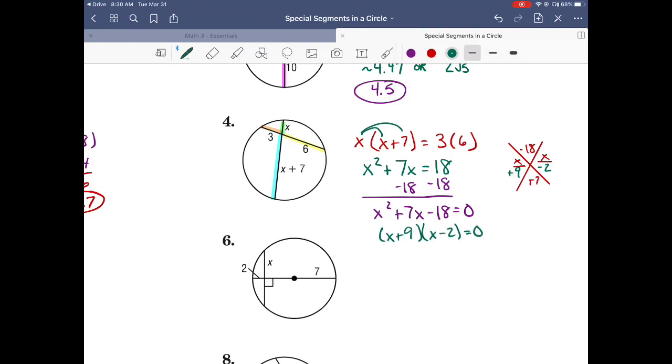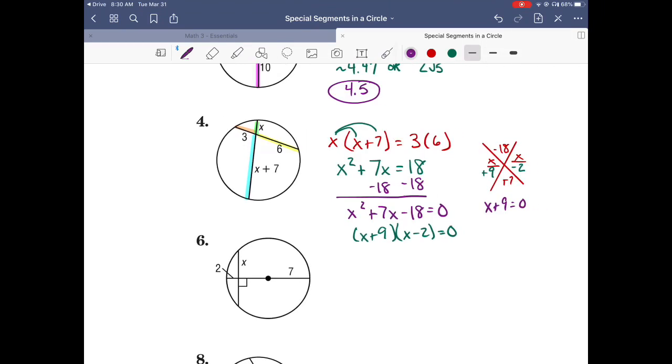All right. Once we have our factors, remember we set each factor equal to 0. So x equals negative 9, x equals 2. If I were to plug in negative 9 here, this would mean that this section is negative 9 long. It doesn't make sense for it to be negative 9 because you can't have a negative distance. So the answer that works is 2.